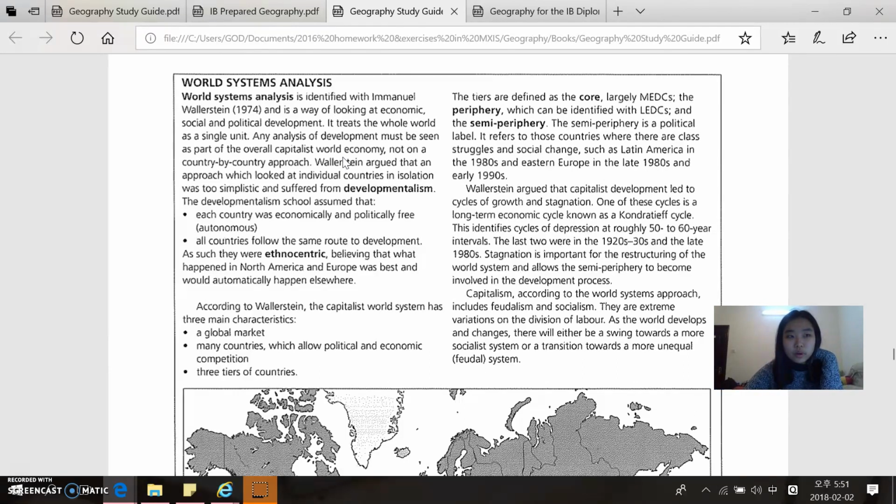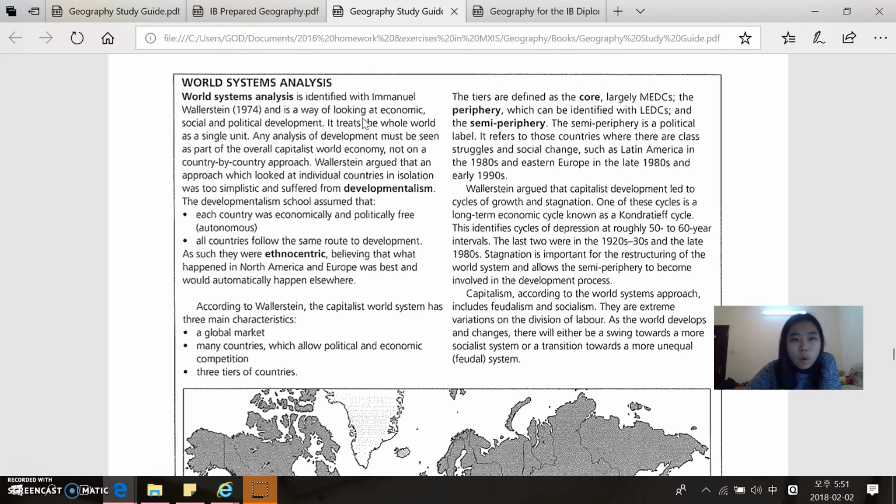Okay, so for the globalization indices, one of each you have to remember. Just remember the KOF index, and for the core and periphery analysis, you can just remember the world systems analysis. It's easier to remember because those two connect.